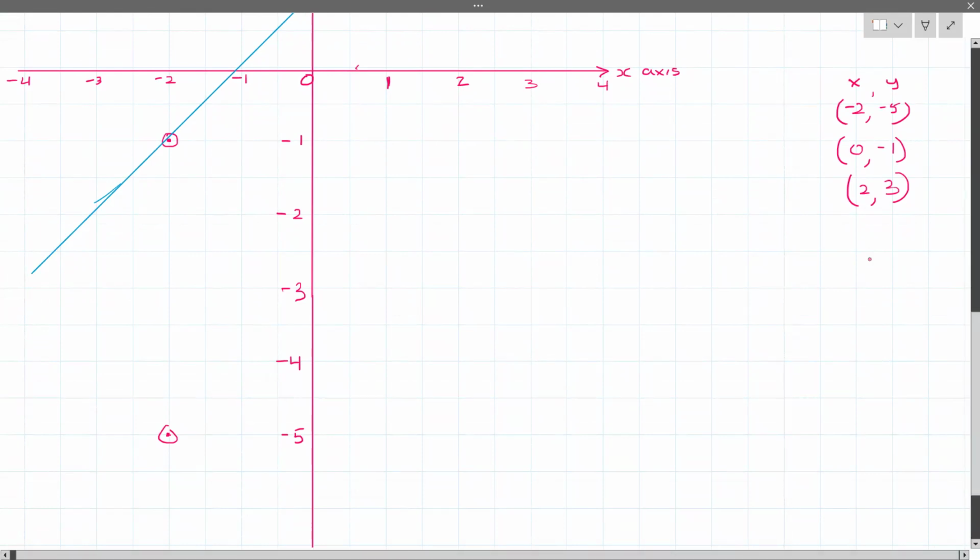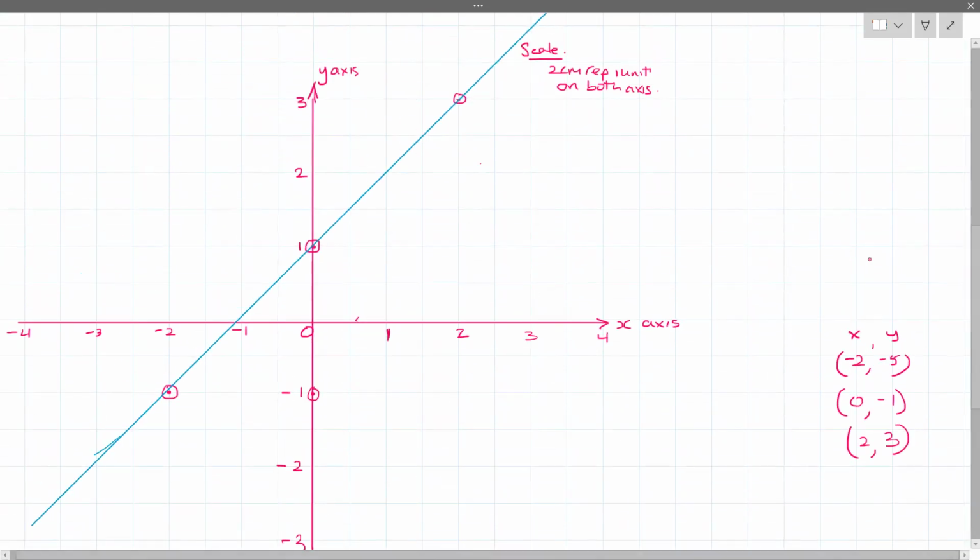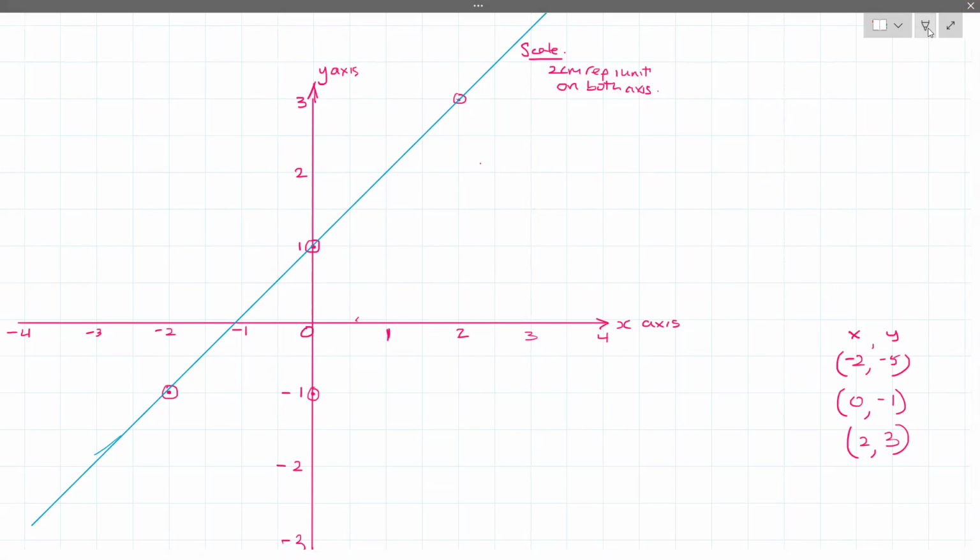Then we're doing 0, so we're not moving left nor right. We're staying right on this line here and go down 1. Bam. And then we're doing 2 and 3. Right? Which is the same point they have up here. So let's draw our line.